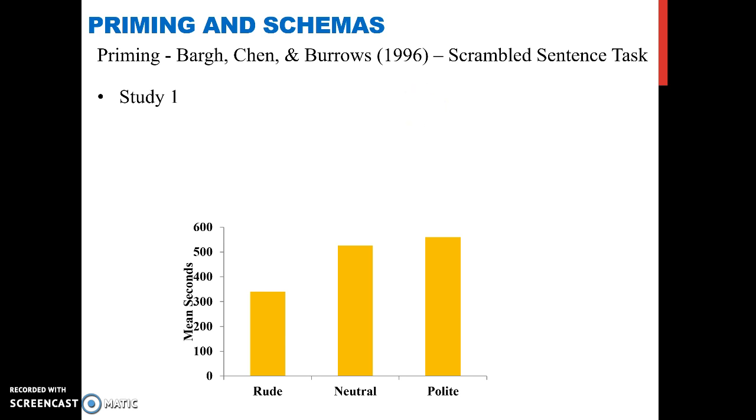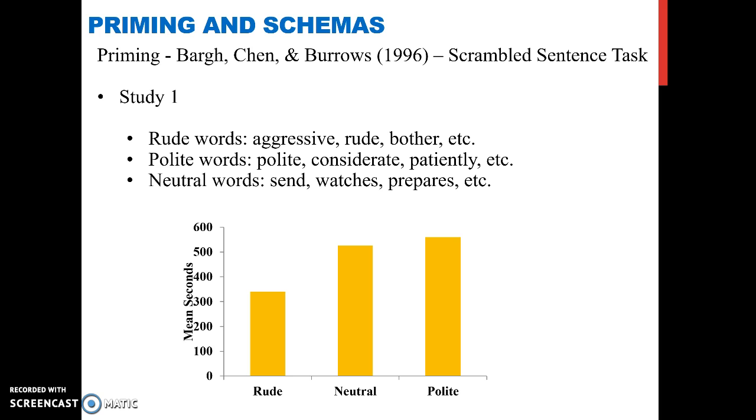Now, here's the deal, though. Participants were randomly assigned one of 3 conditions. Rude words in the sentence, polite words in the sentence, and neutral words in the sentence. All right? So they had to unscramble sentences. Everyone did that. But what words they saw were one of these 3 conditions. Now, this is a way we prime them. Remember, priming doesn't have to be pictures. Priming just has to be you see the word.